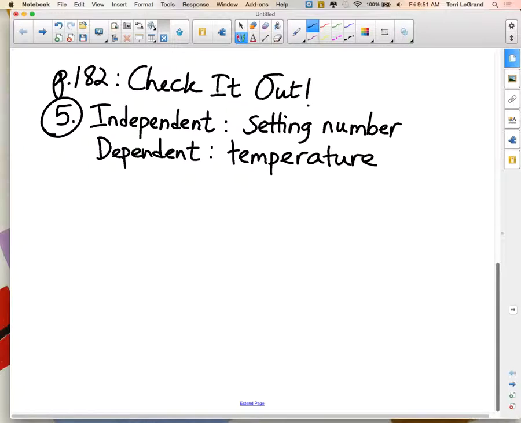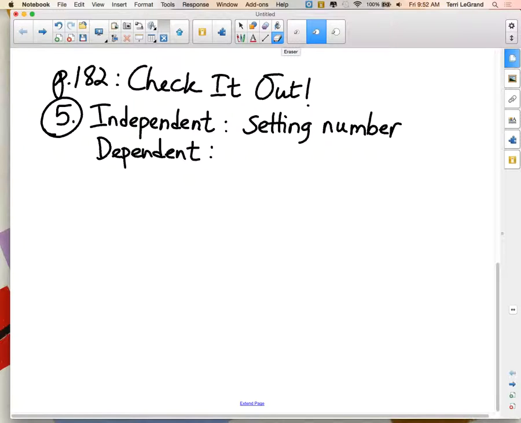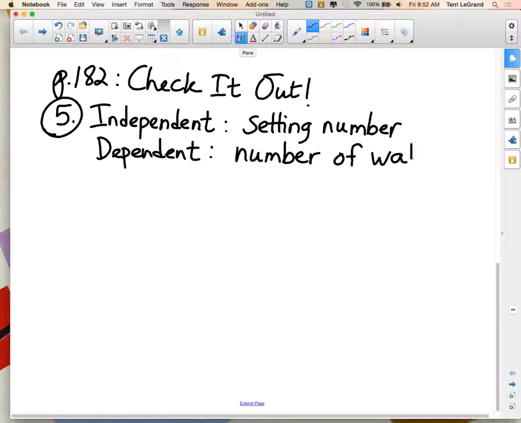Because didn't I hear something about a 500 in here? Okay, so maybe what we should do instead is, because we usually measure temperature in Fahrenheit or Celsius, we don't really talk about watts. So maybe the better thing to do is just say that the dependent is the number of watts. Okay? So the number of watts that are being kicked out of this thing.